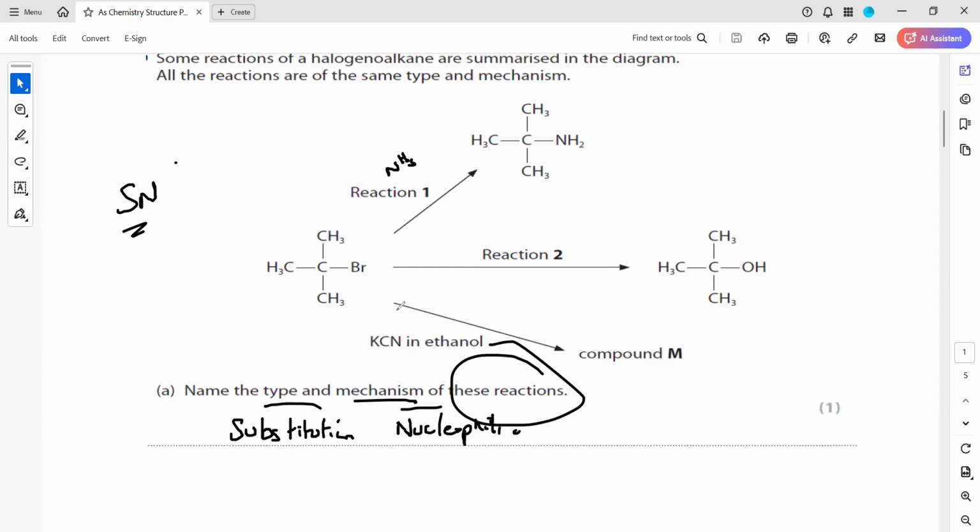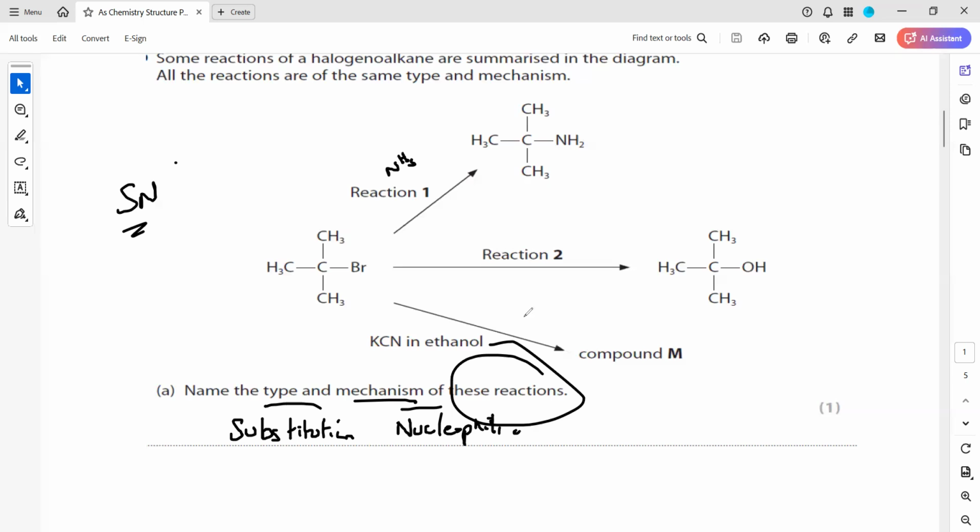The mechanism can be free radical, electrophilic, or nucleophilic. And the types are addition, substitution, elimination. These are the types of the reaction. So if you write nucleophilic substitution reaction, that's also fine, because that is the order according to the question.